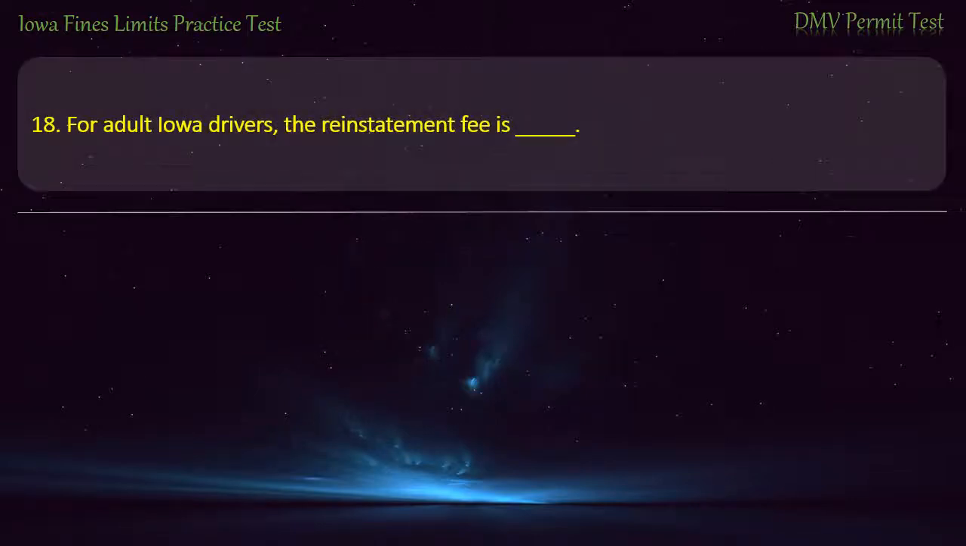Question 18. For adult Iowa drivers, the reinstatement fee is $300, $400, $100, $200. Answer. $200.